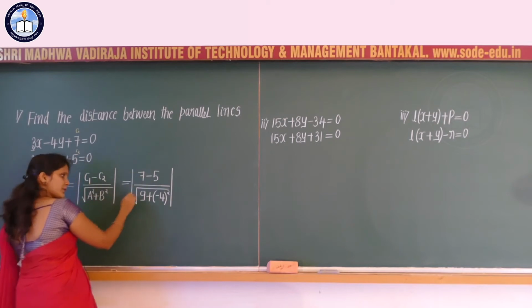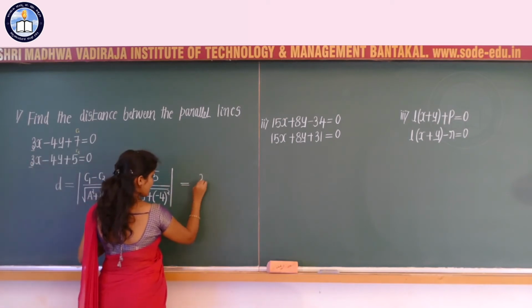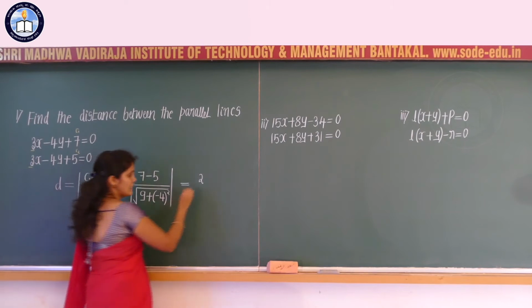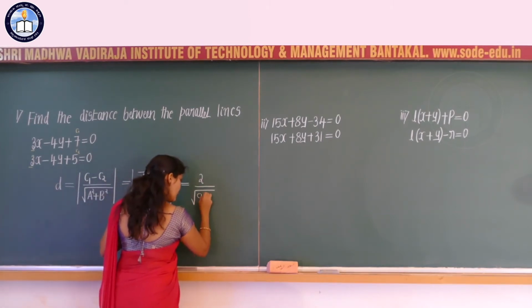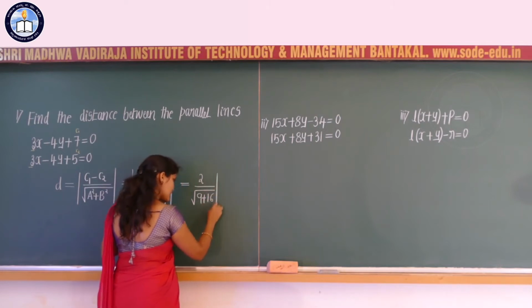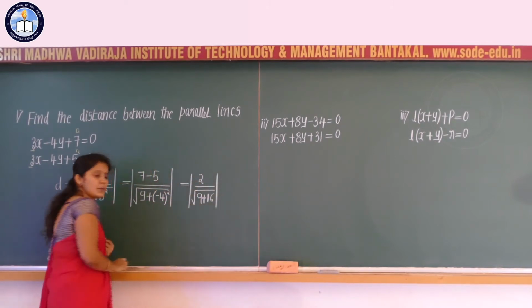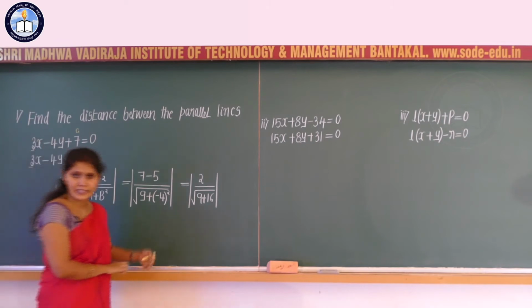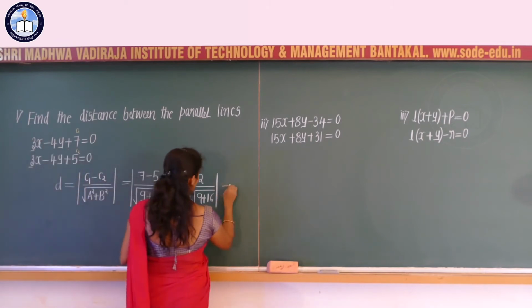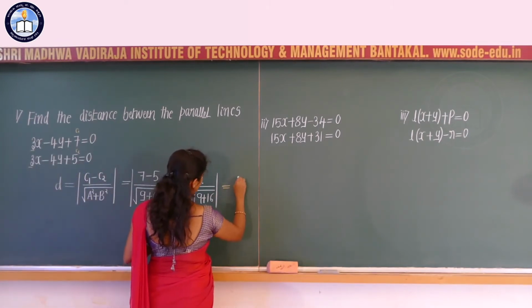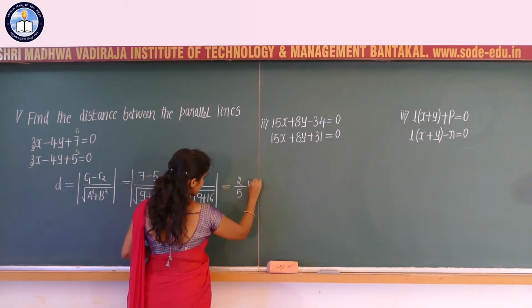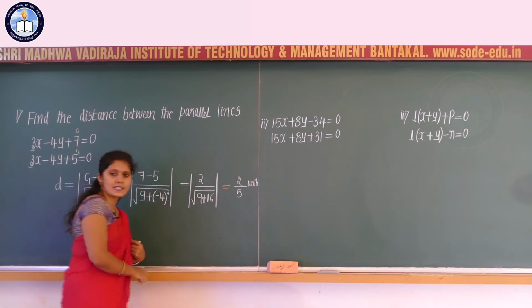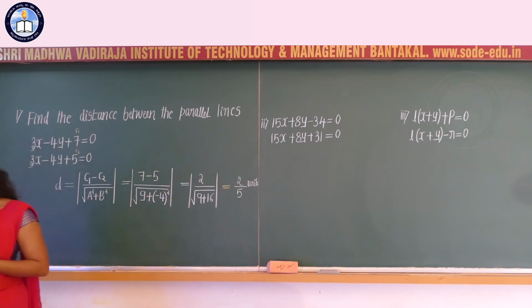Minus 4 whole square, so which can be written as 7 minus 5, that is 2, divided by root of 9 plus 4 square, that is nothing but 16, root of 9 plus 16, that is nothing but root 25. So root 25, or we can write the answer as 2 divided by 5 units. So distance between the two parallel lines, that is nothing but 2 by 5 units.